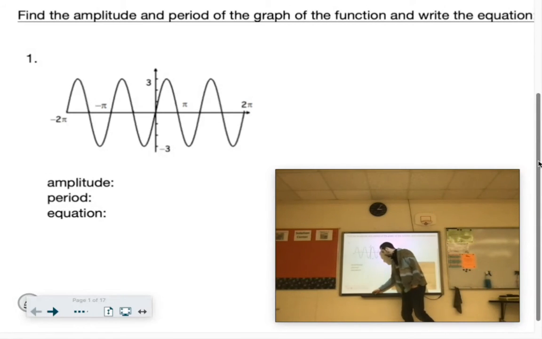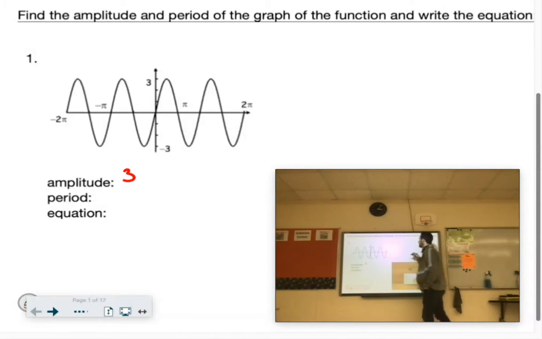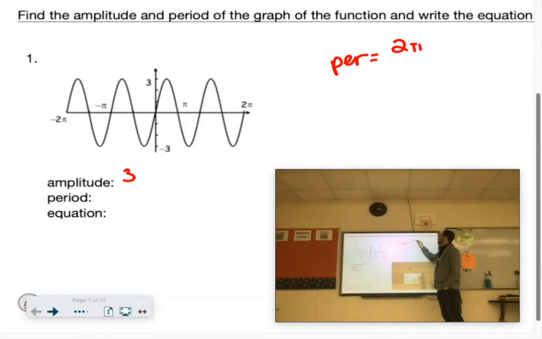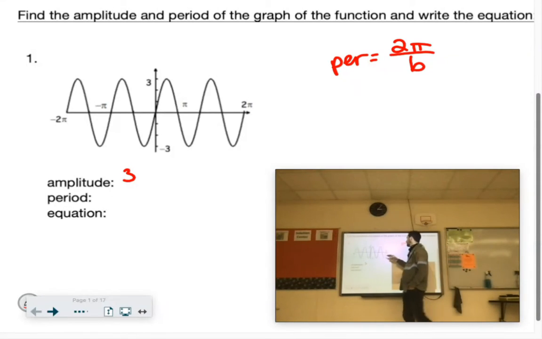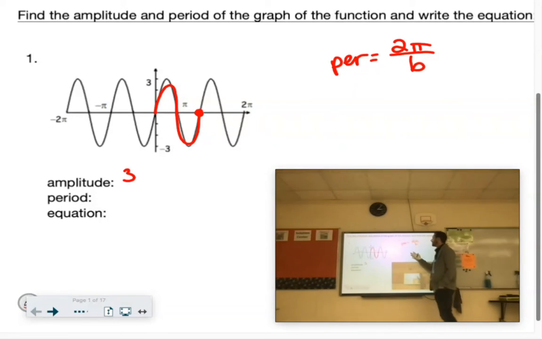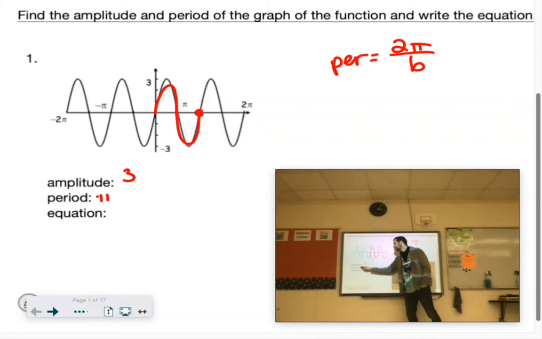So if you look, amplitude, it maxes out at 3 and -3, so our amplitude will be 3. Now if we're calculating the period, period is 2 pi divided by the absolute value of B. And if you look where this repeats, it does one complete cycle at pi, because here's 2 pi over here. So it completes one cycle in pi. So our period would be pi.